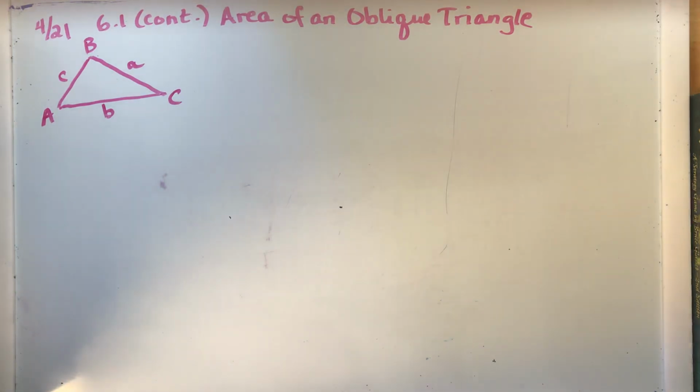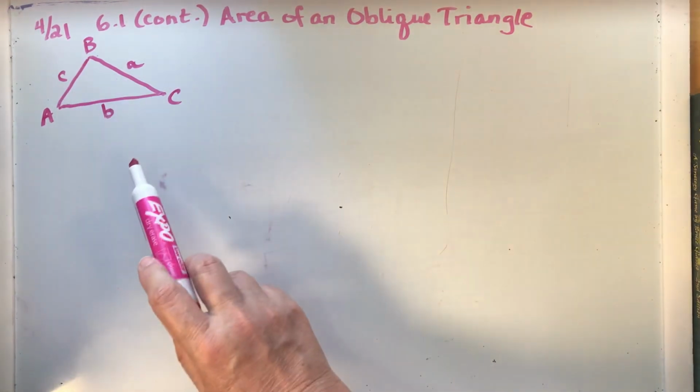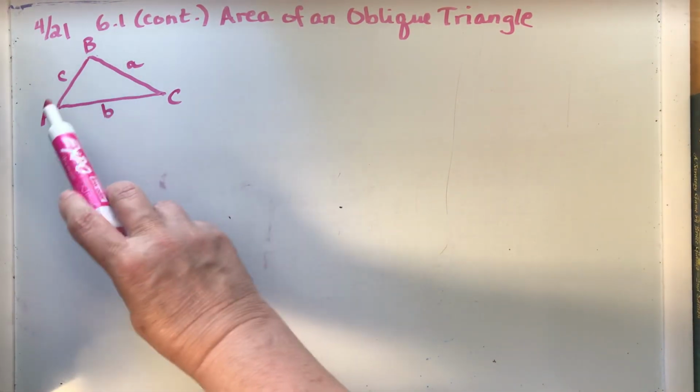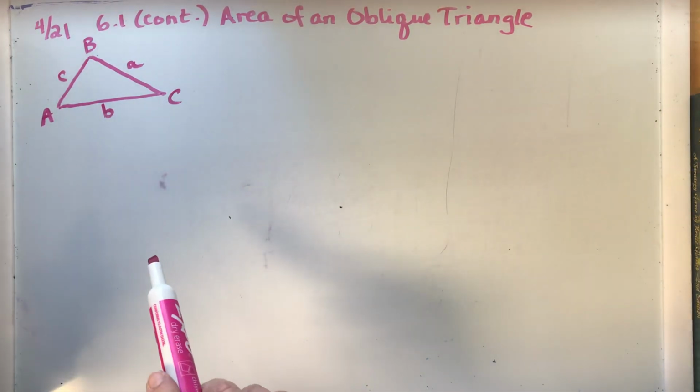Hi everybody, it's the notes for Tuesday, April 21st, and we're still in Chapter 6, Section 1, but now we're going to look at the area of an oblique triangle, and remember, oblique simply means it's not a right triangle. So I've gone ahead and drawn a triangle and labeled it, and remember the sides opposite the angles have the little letters and the angles have the big letters.